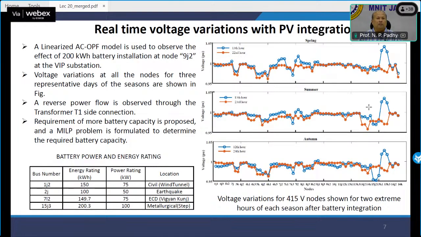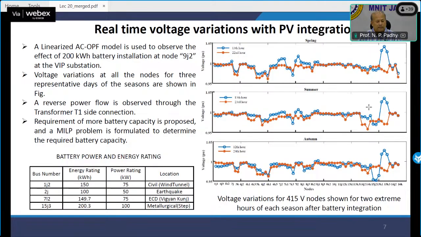A reverse power flow is observed through the transformer T1 side connection. Requirement of more battery capacity is proposed, and a MILP problem is formulated to determine the required battery capacity. Now, if you see the battery power and energy rating, in the previous network that I have shown, we have tried to determine how much extra energy is required to manage the whole distribution system with a voltage profile close to 1.